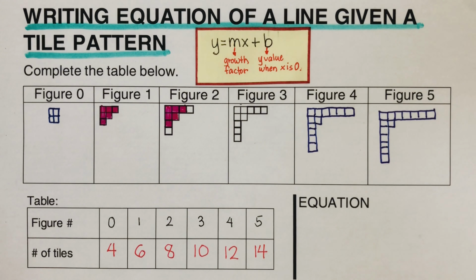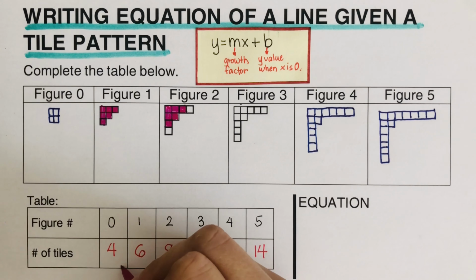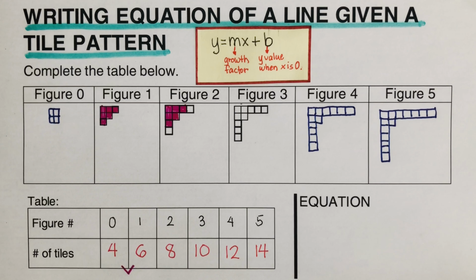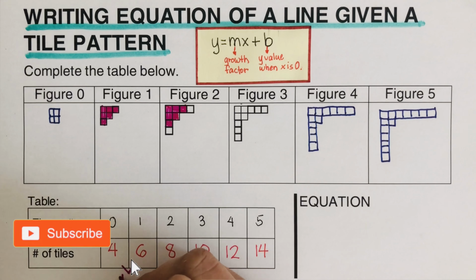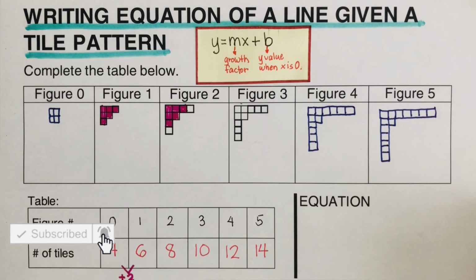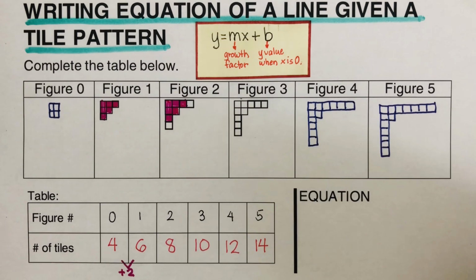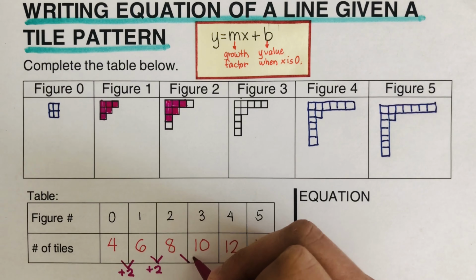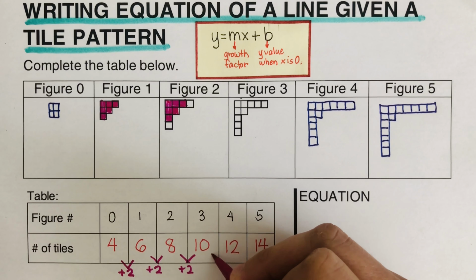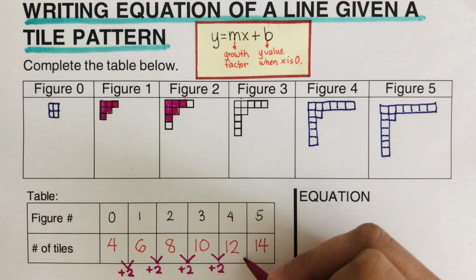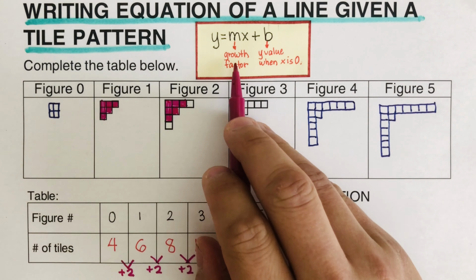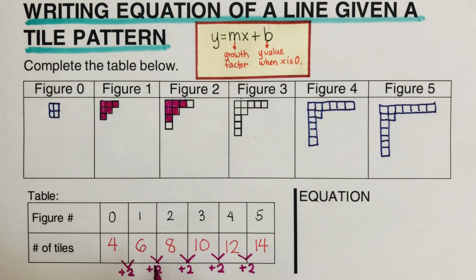So what we are going to do is determine how much it grows by each time. To do that, we are going to figure out how much was added to each previous number to come up with the next one. In this one right here, it's added by 2 each time. So 4 plus 2 will come out 6. And then 6 plus 2 will come out 8. 8 plus 2 will come out 10. And then 10 plus 2 will come out 12. And then 12 plus 2 will come out 14. This is our growth factor, meaning it's growing by 2 each time.